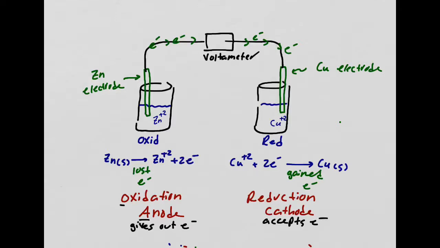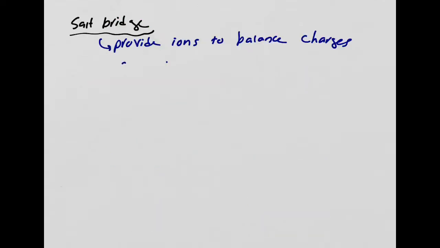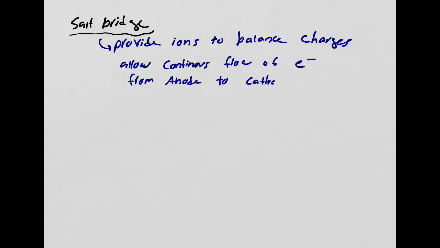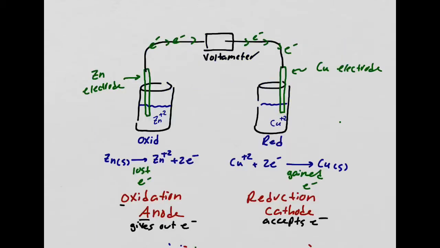So what the salt bridge would do is prevent the charge buildup. It would allow a continuous flow of electrons from anode to cathode. So basically, to balance the charges. All right, we're good so far? Okay, beautiful. So I'm going to put a salt bridge on this one.